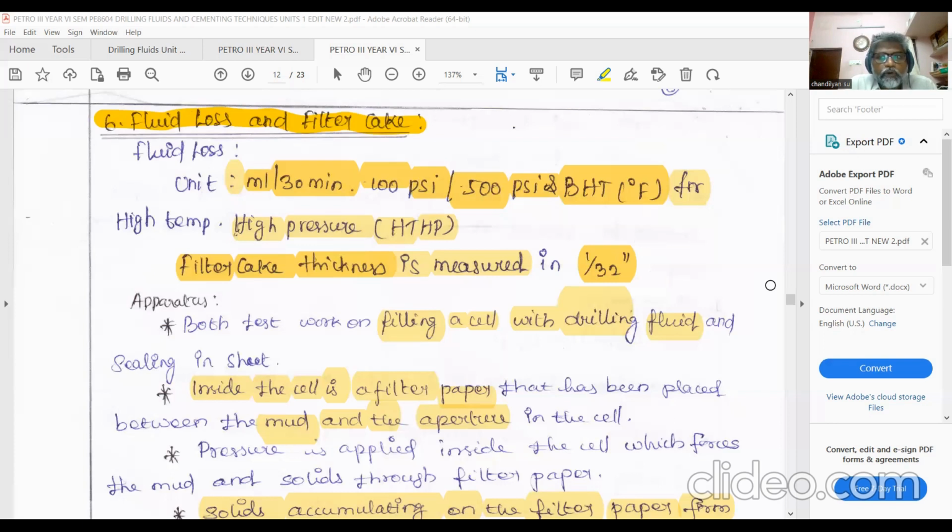That experiment will be called API filtration loss, HTHP. This is a basic experiment conducted to measure the property of fluid loss and filter cake with the help of an instrument called the API filtration apparatus. We'll be giving a demonstration, or you will be performing the experiment next semester when you are at the lab level. Filter cake thickness is measured in 1/32 inches.